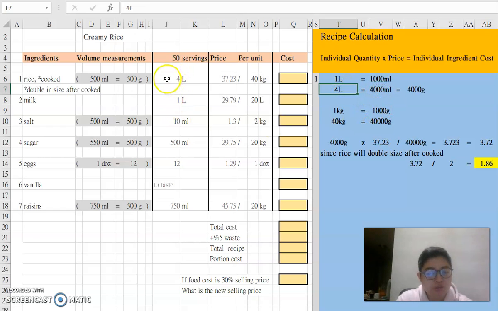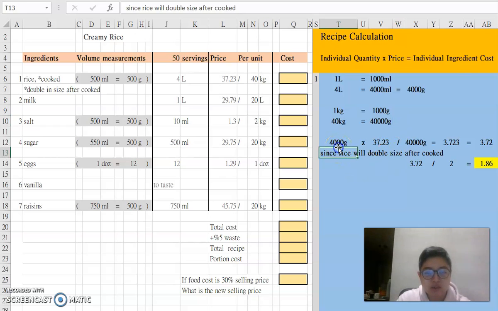Now we have 4 liters for 50 servings, so 4 liters equal to 4000 milliliters. And because 1 milliliter is equal to 1 gram, so the 4000 milliliters is equal to 4000 grams. Other than that, 1 kilogram is equal to 1000 grams. So this unit 40 kilograms is equal to 4000 grams.